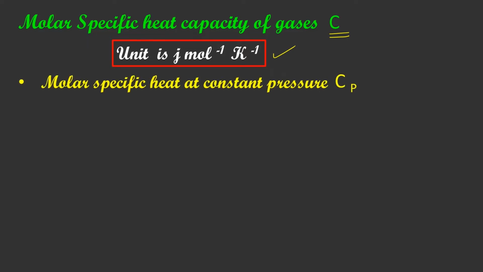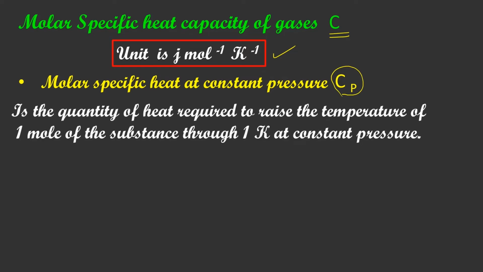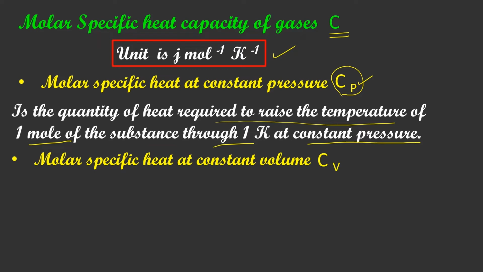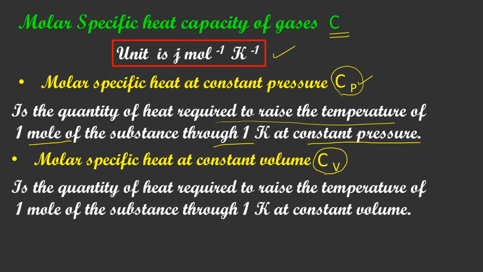First type is molar specific heat capacity at constant pressure, and it is represented by the symbol Cp. What is the definition? It is the quantity of heat required to raise the temperature of 1 mole of the substance through 1 K at constant pressure. What is the other type? Molar specific heat capacity at constant volume. The symbol is Cv. The definition is very simple. It is the quantity of heat required to raise the temperature of 1 mole of the substance through 1 K at constant volume. I hope you understand this.